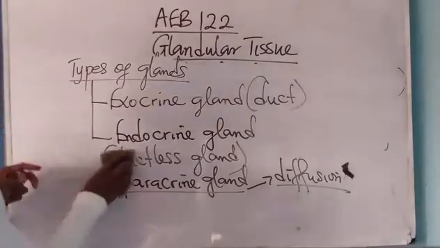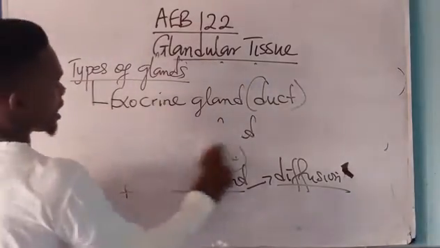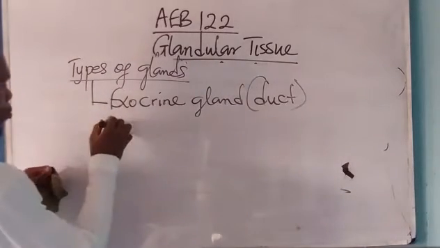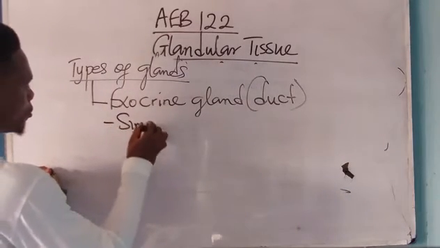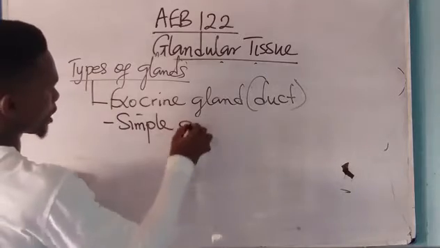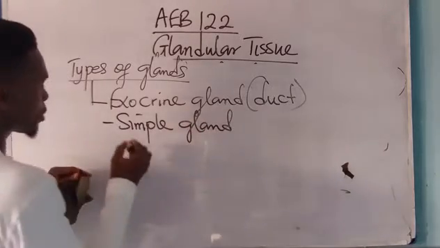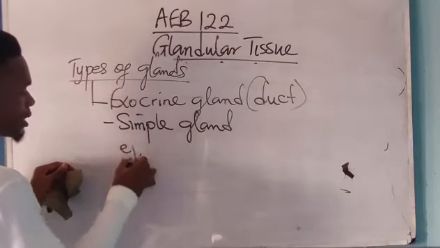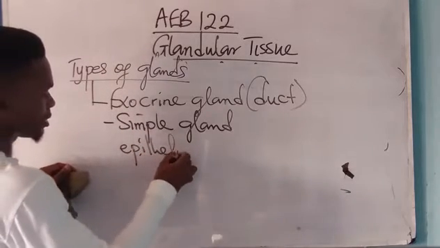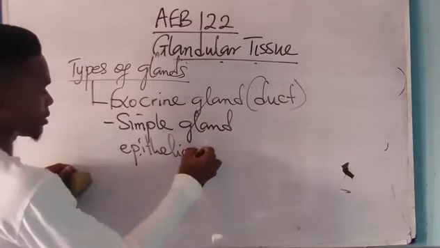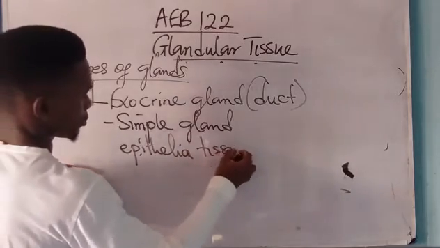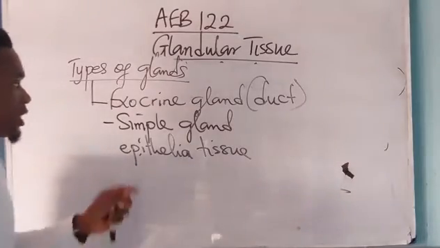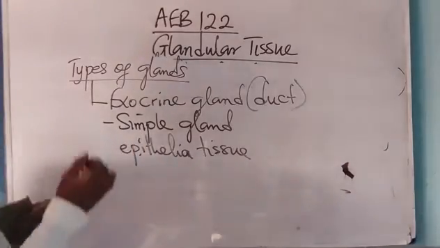Take note of that. We have different types of exocrine gland. We have the simple gland. Now this simple gland is lined by epithelial tissue. Now this simple gland is divided into three.